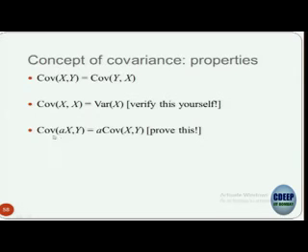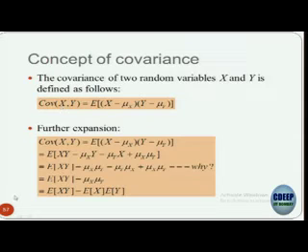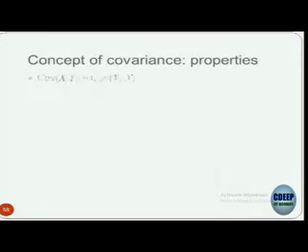The covariance of ax comma y is a times covariance of xy. How would you prove this? What would change? In this slide, you would put a here, which means you would put a outside this bracket and you can take it out of the expectation, and then everything else follows. Okay? Simple, right?